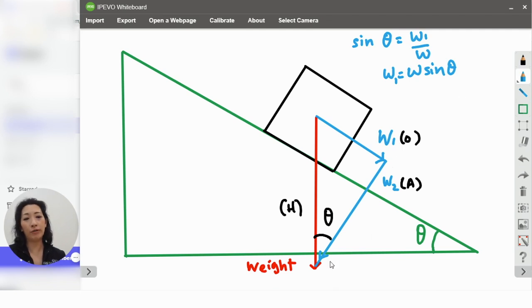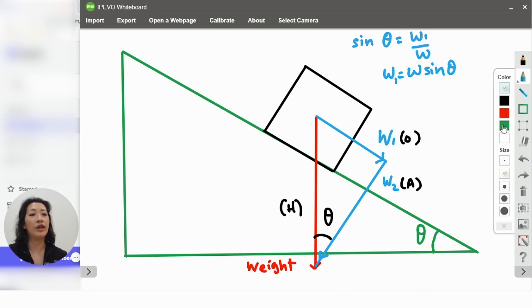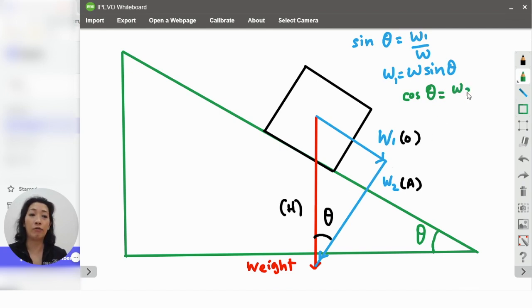Now what about W2? W2 should not be neglected as well. Let's just go through how to derive the value of W2. I'll change color here just to make this easier to differentiate. The trigonometric function that relates the adjacent to hypotenuse is cos. So cos theta, which is adjacent over hypotenuse, in this case it will be W2 over W. So to derive the value of W2, you would get, bringing this up, W cos theta.